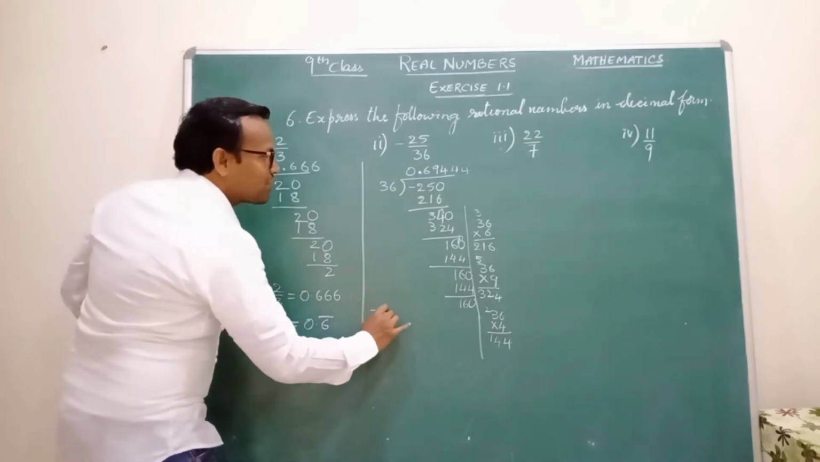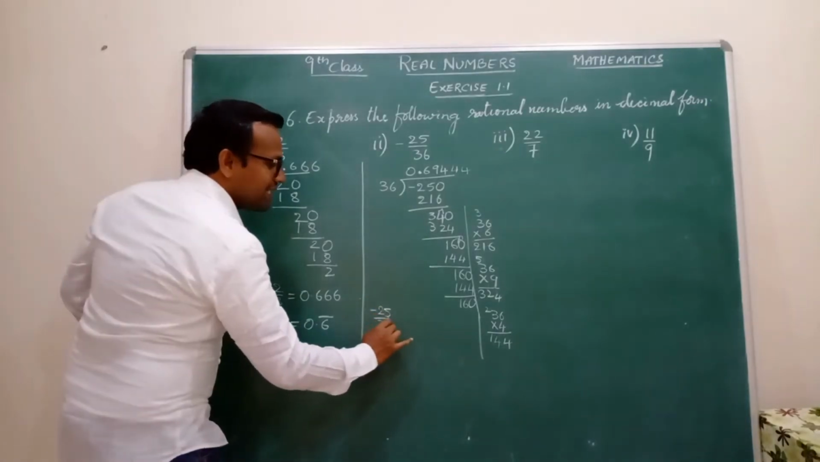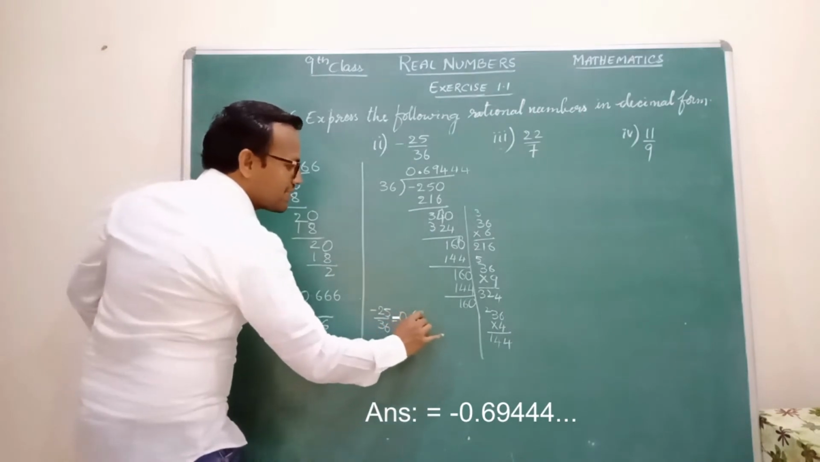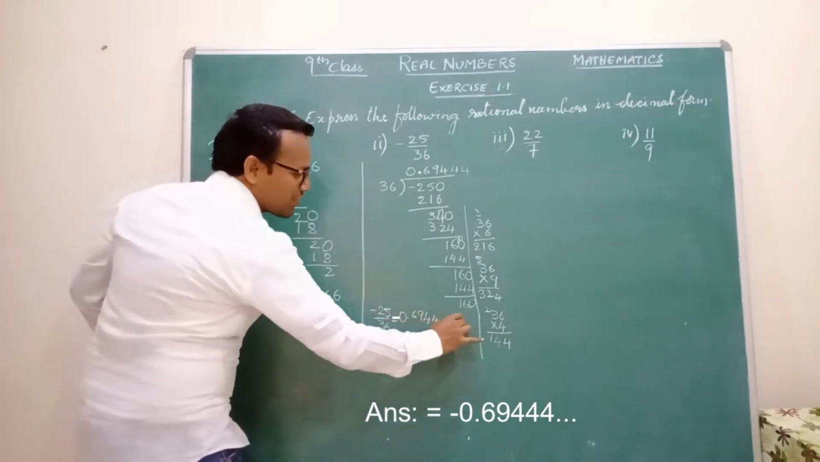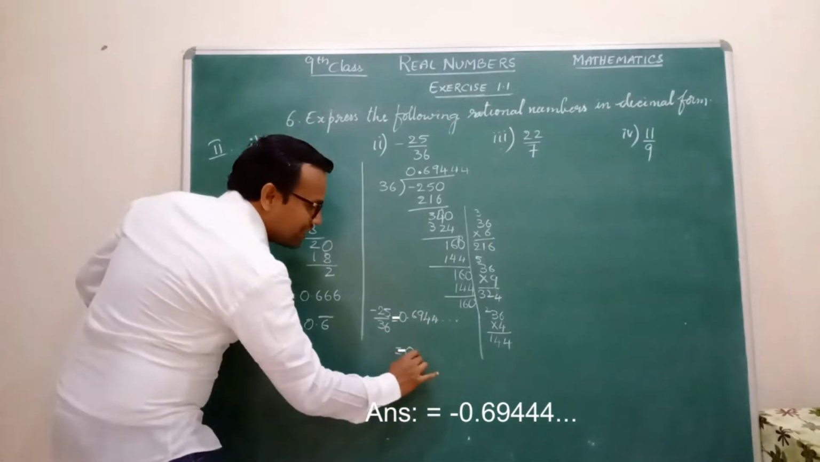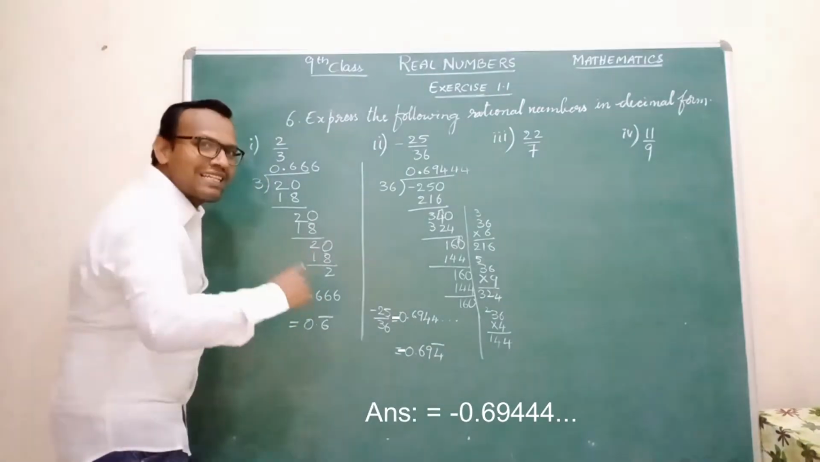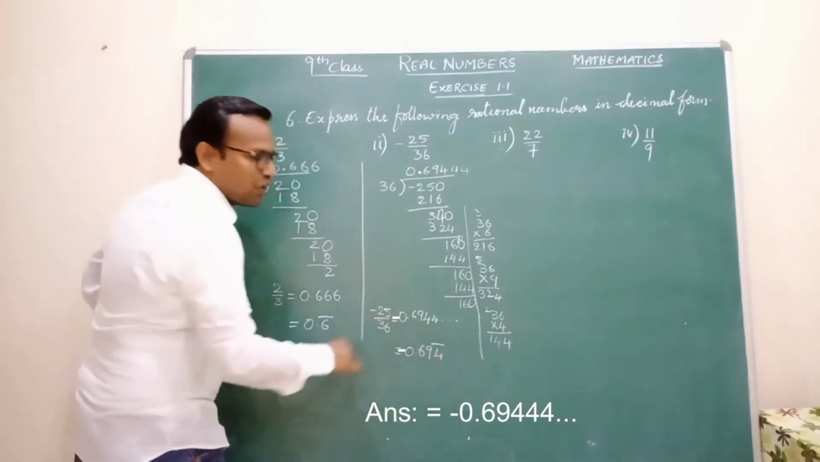So minus 25 by 36 can be written as 0.6944 and so on, or 0.69, where the 4 is repeating, so you put a bar over 4.